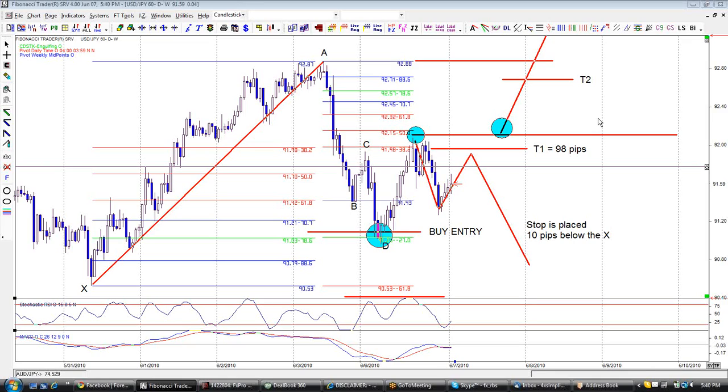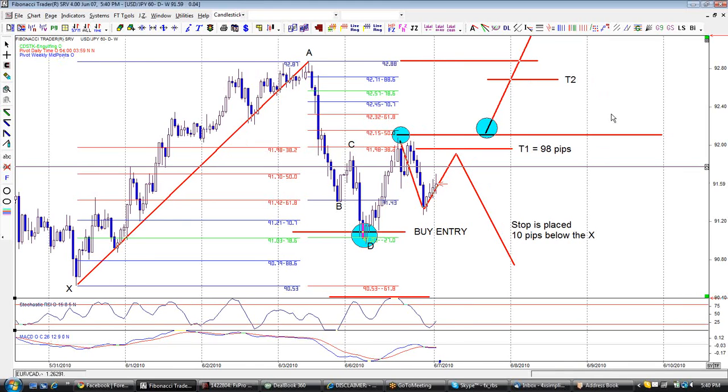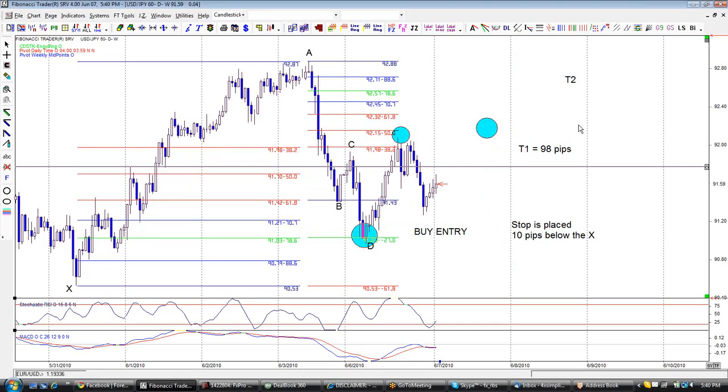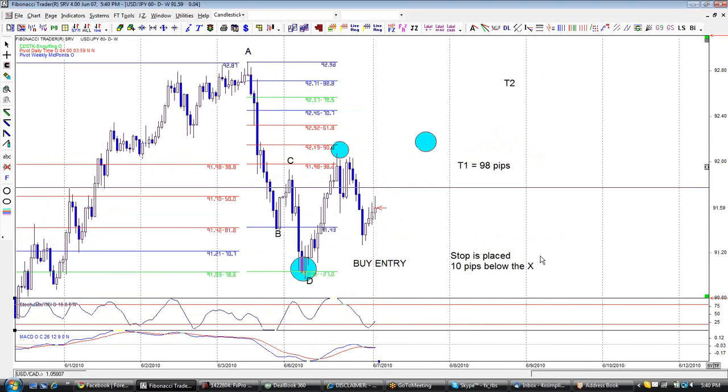In the meantime, I will continue with some of the different convergences that we can get on a Gartley setup.